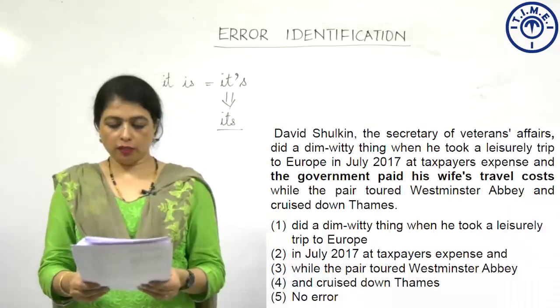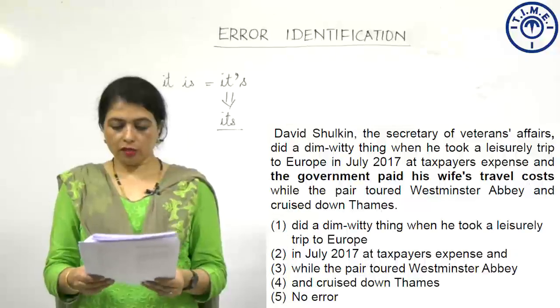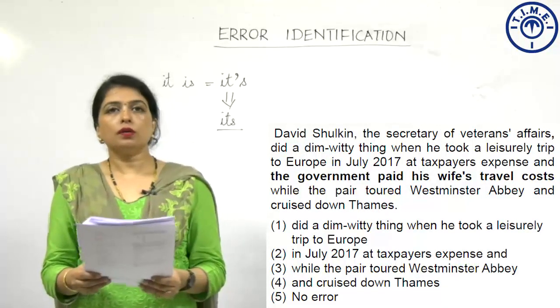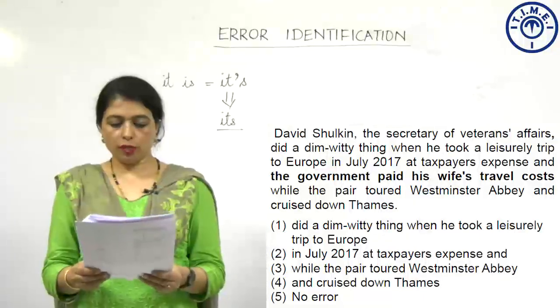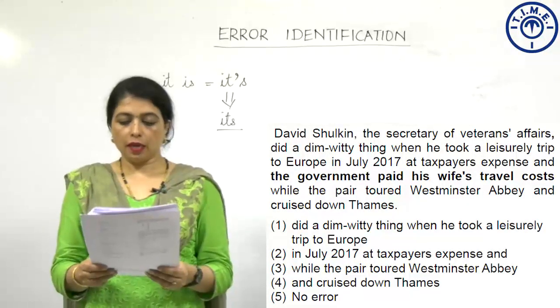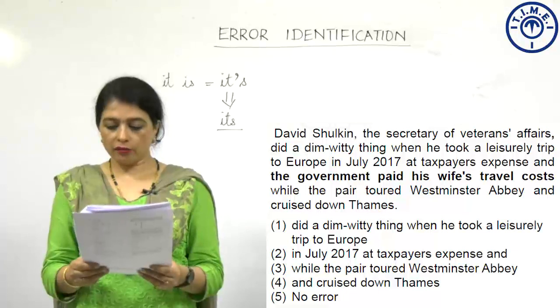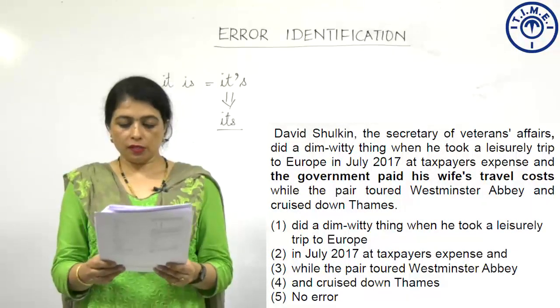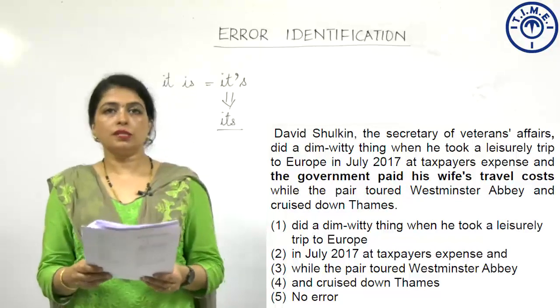David Shulkin, the Secretary of Veterans Affairs, did a dimwitty thing when he took a leisurely trip to Europe in July 2017 at taxpayers' expense, and the government paid his wife's travel costs while the pair toured Westminster Abbey and cruised down Thames.